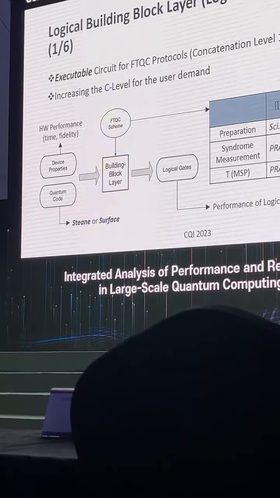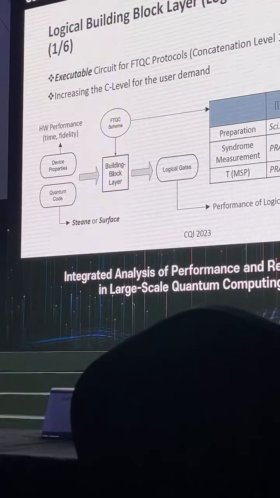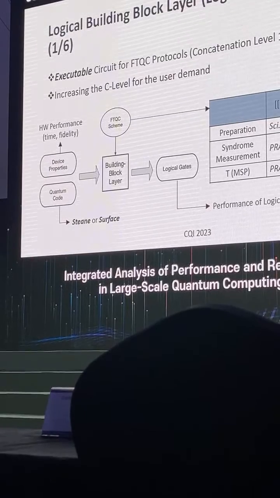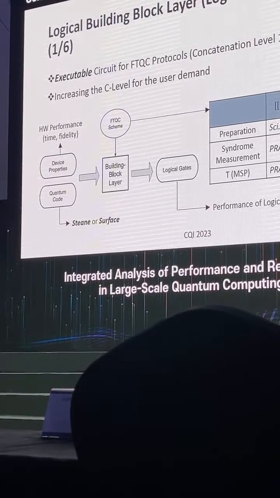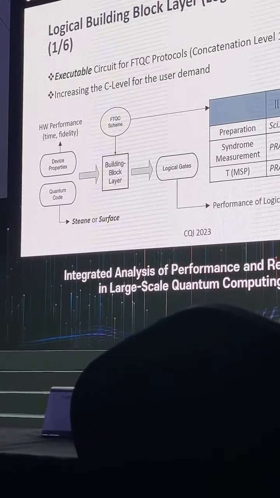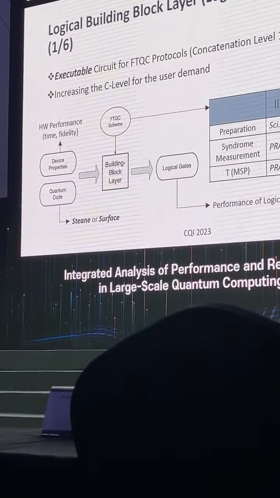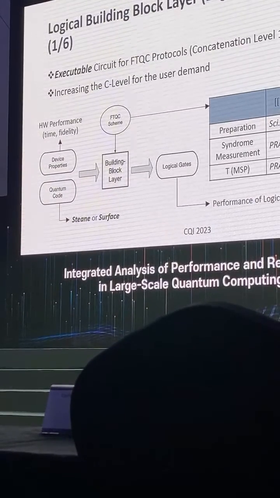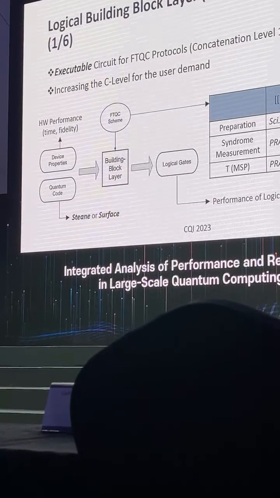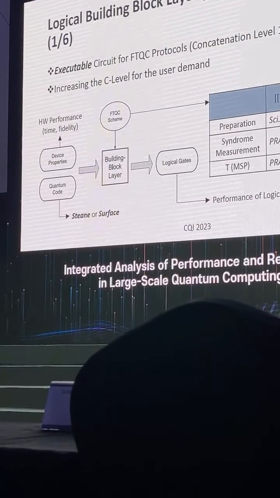And next is the logical building block layer. Actually, the detailed operation in this layer depends on the code and control code. I will show the first concatenated code case. In this case, we first need to make an executable circuit for protocols in computation level 1, and then we increase the computation level for the user demand, I mean the required accuracy based on the algorithm size.